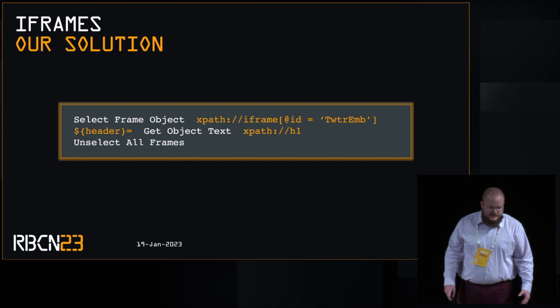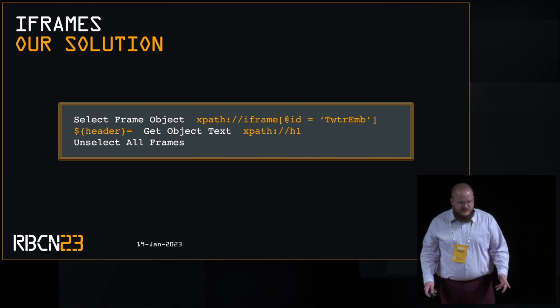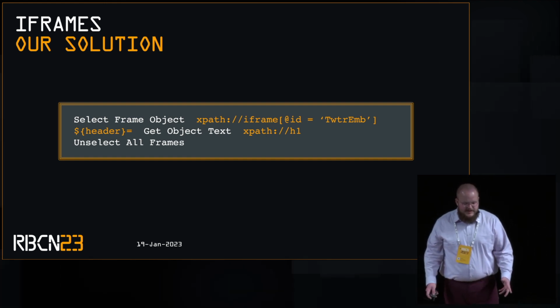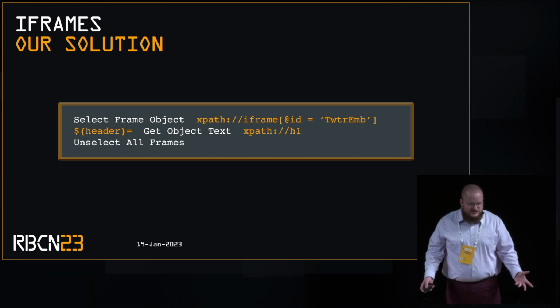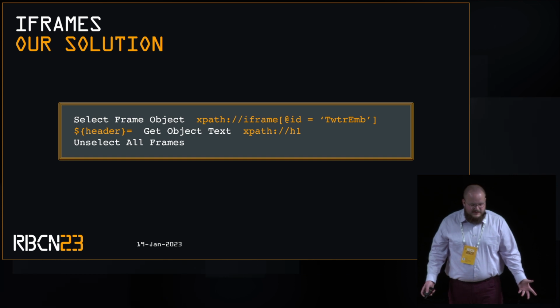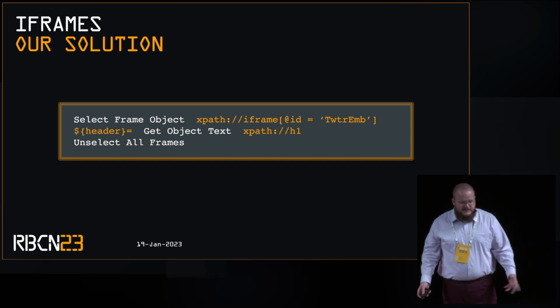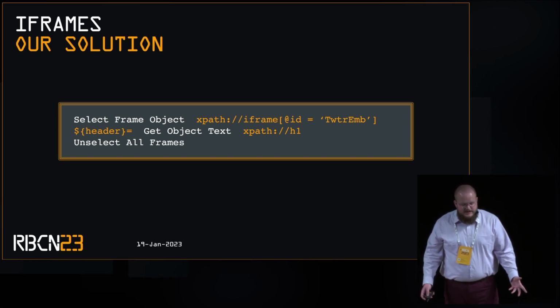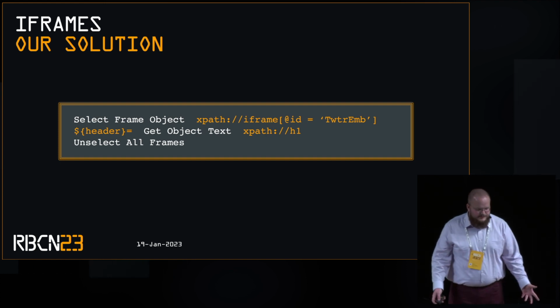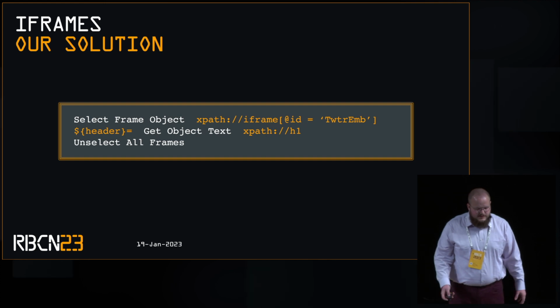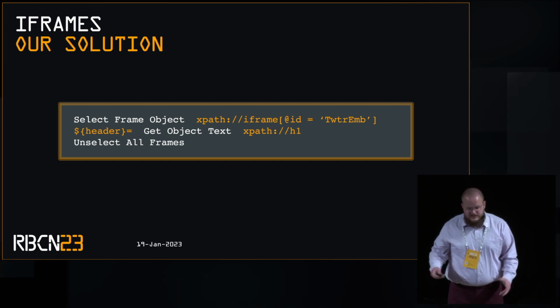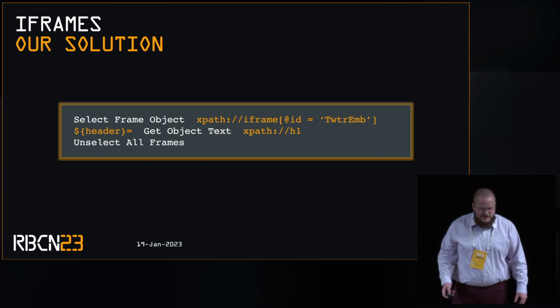In our solution, we took inspiration from the Selenium library implementation because that's what we knew. We knew that first, so in our solution, we mimic the Selenium library implementation. So we select a frame object, and then get that object's text, and then at the end, we unselect the frame, similar to how Selenium unselects a frame at the end. And then you can go on continuing your test operation.